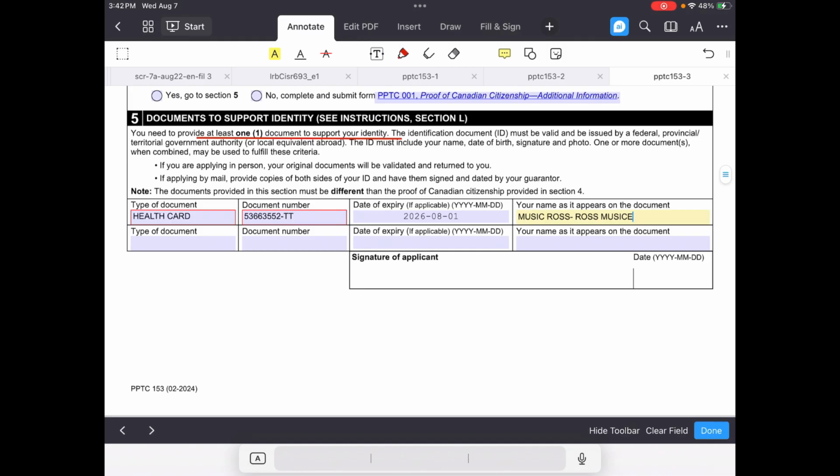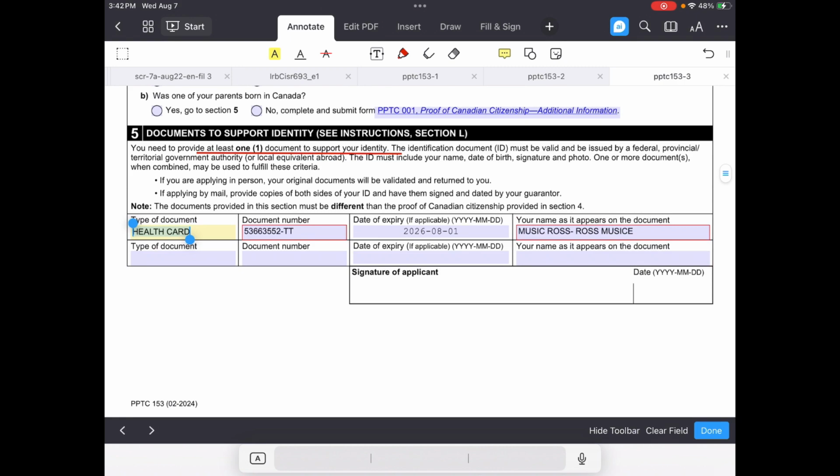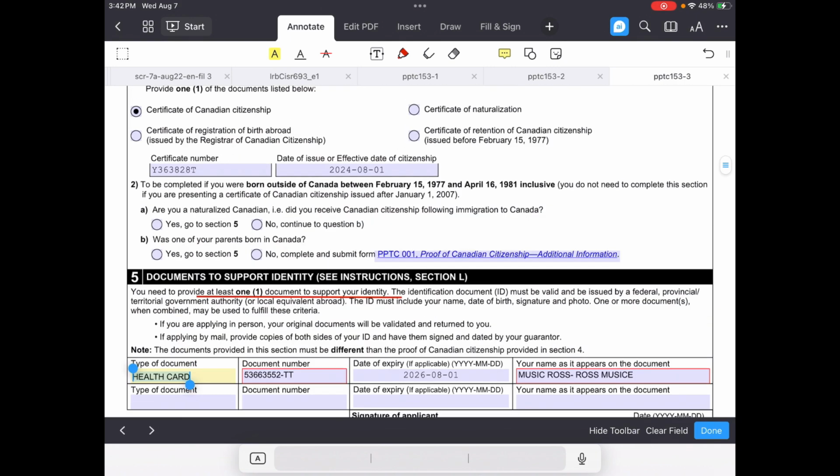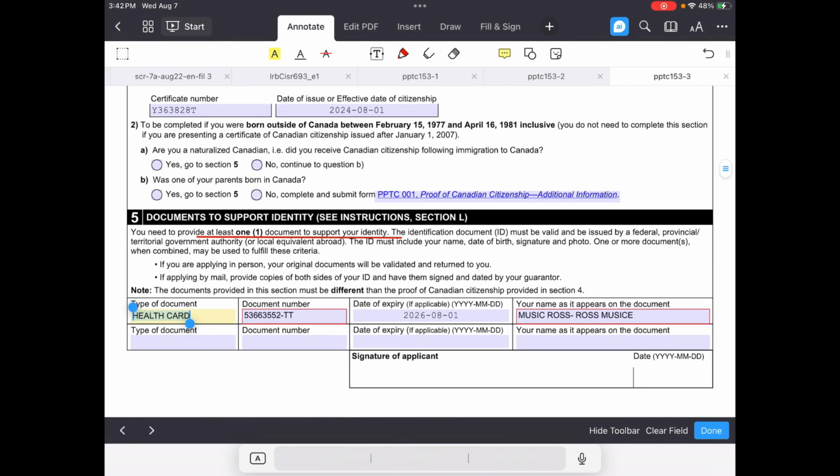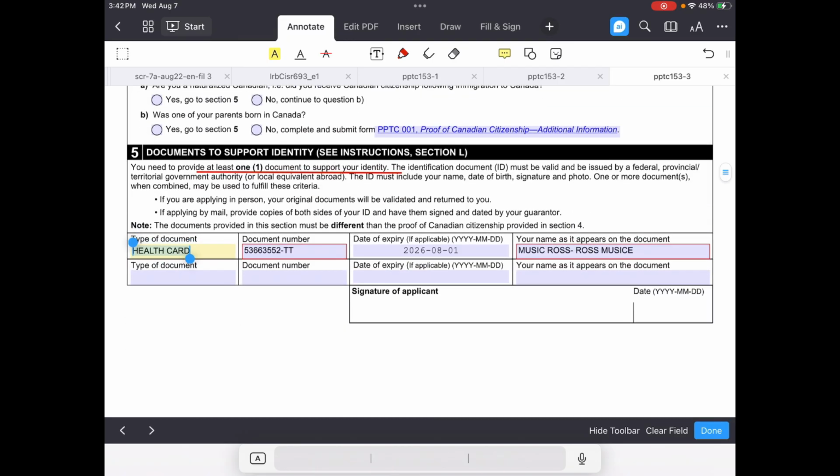Again, one more thing that you must remember: the type of document that you stated here, you must have it with you when you are applying for the Canadian passport. When you go to the office to apply, you must have the document that you're mentioning here with you. So if you're saying that I'm going to use my health card, you must have your health card with you alongside this application.